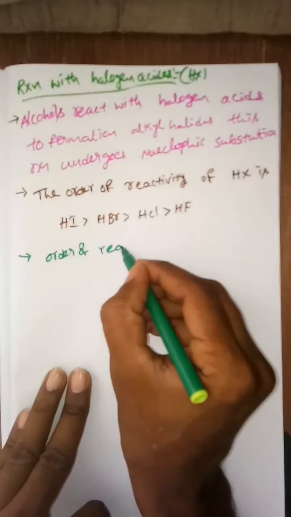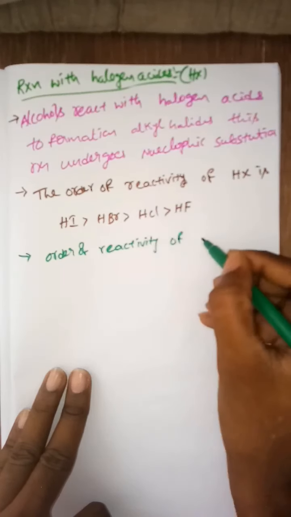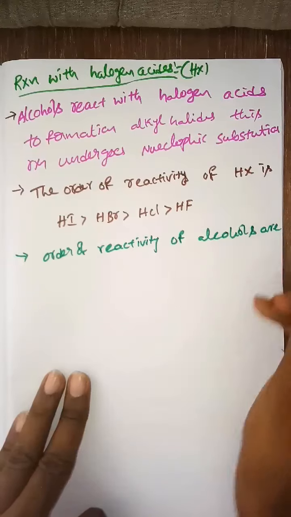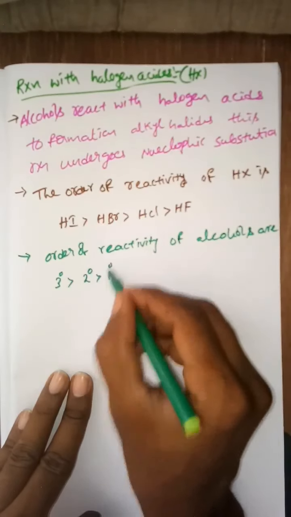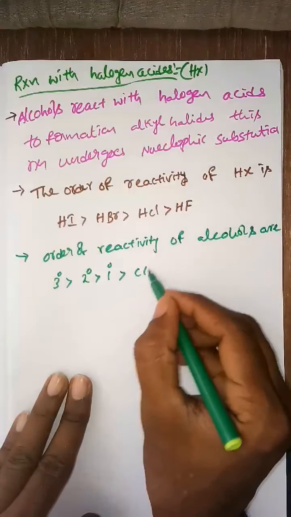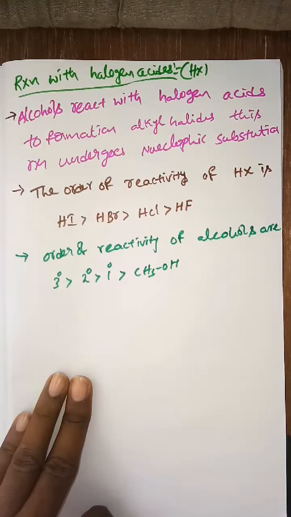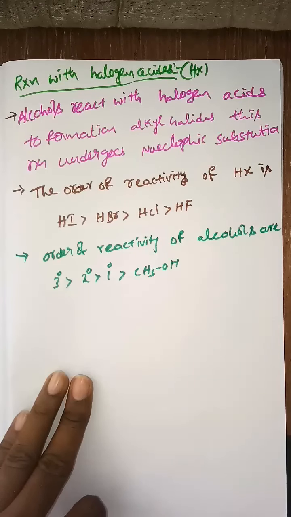The order of reactivity of alcohols is tertiary, secondary, primary, and last one methanol.